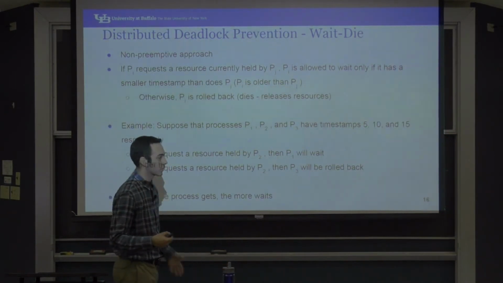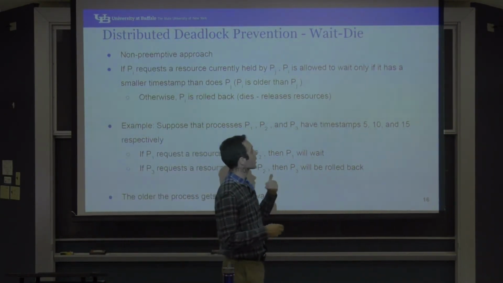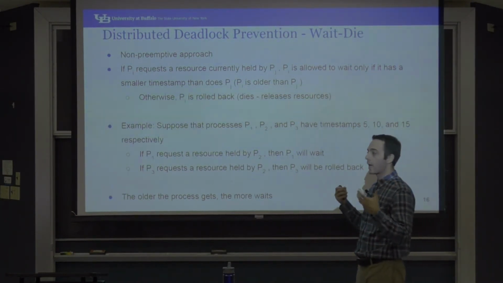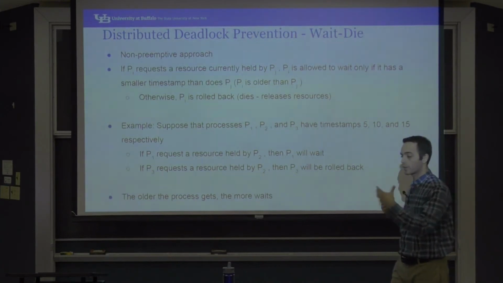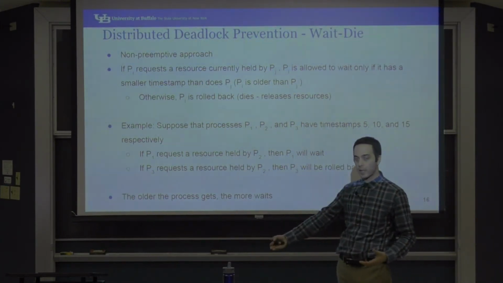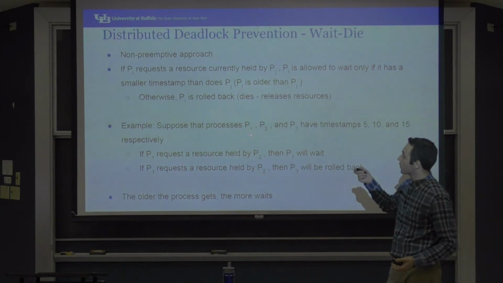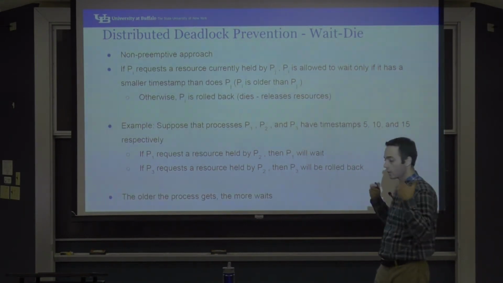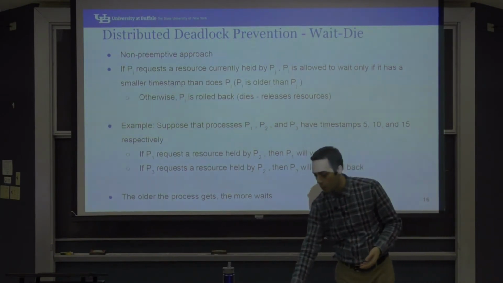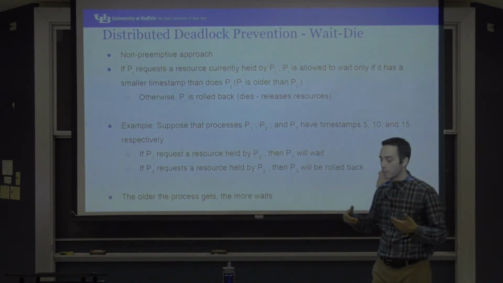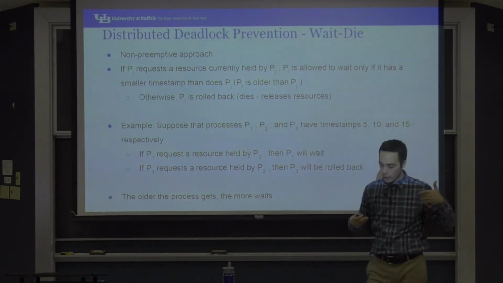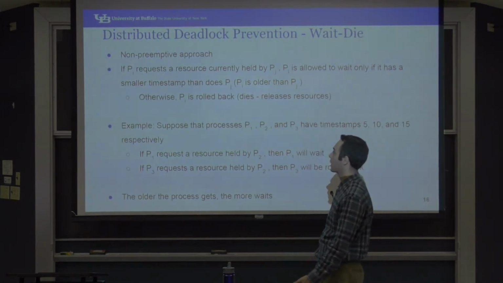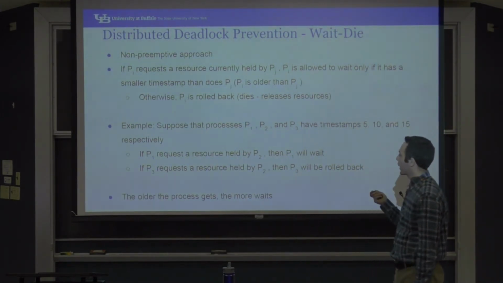So this side is older, the other side is the younger. If PI is younger than PJ, and PJ is holding the resource, and PI wants to obtain it, then because it is held by PJ, the younger process will roll back, die, and restart, and release its resources. So whatever resources the process has, it releases so other processes can obtain them, and then it restarts, and by the time it reaches this point again, maybe the resources are available. Again, this is the same example.